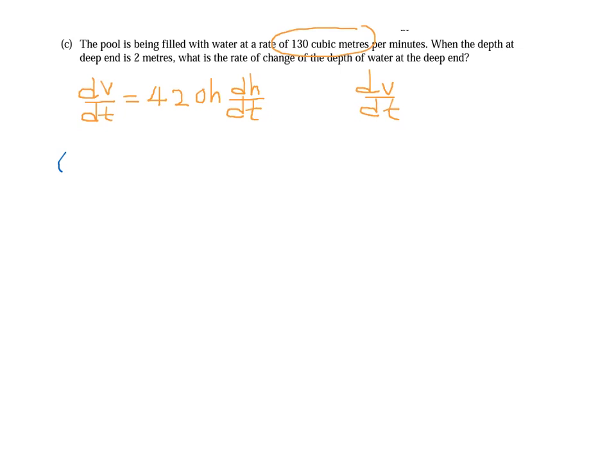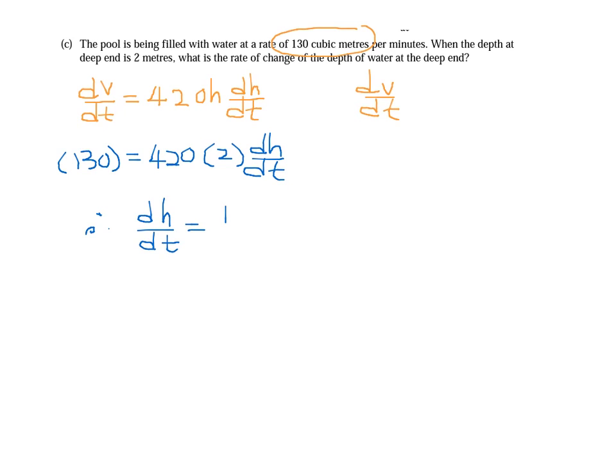So the task is more or less substitution. 130 equals 420 times the depth at the deep end, which is 2, and being asked to find dh/dt, we should get dh/dt to be equivalent to 13/84 meter per minute.